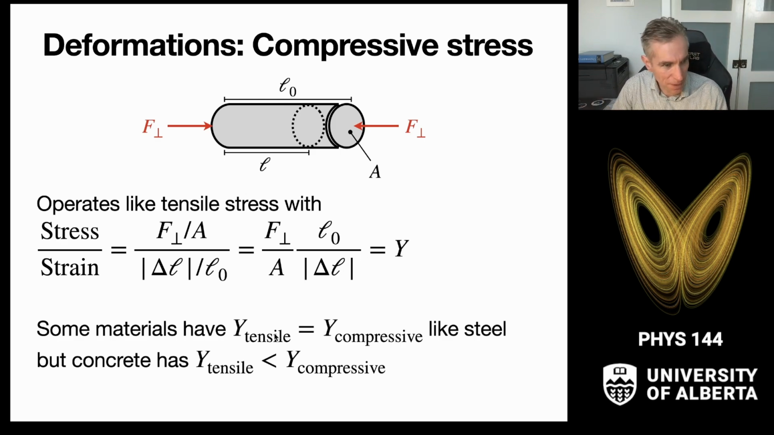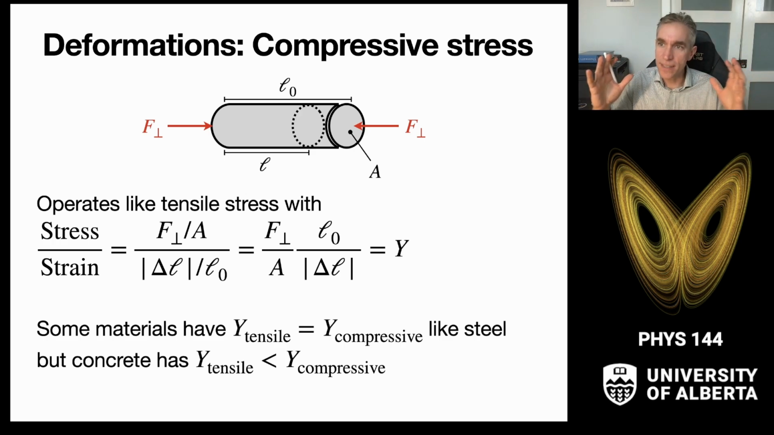Okay, most objects, like the metals we've been citing earlier, have tensile strengths, the ability to resist stretching, that are equal: their Young's modulus is equal to their compressive modulus. So stretching them and crunching them yields the same strain for the same stresses. But some building materials like concrete actually have lower tensile Young's modulus compared to their compressive modulus.